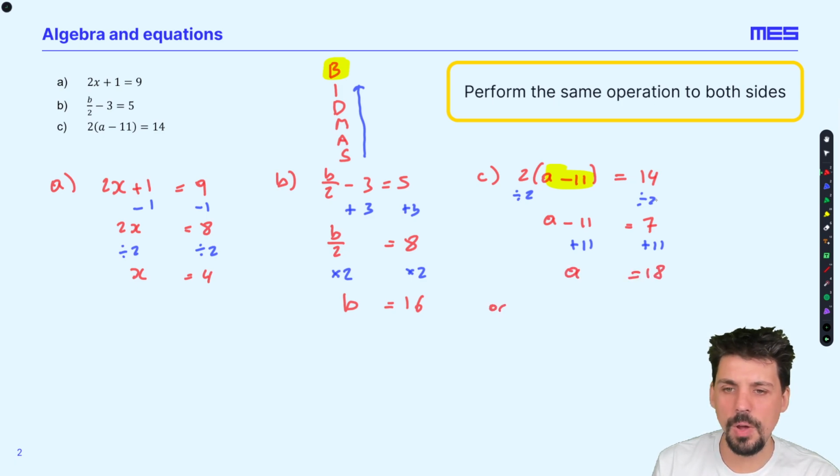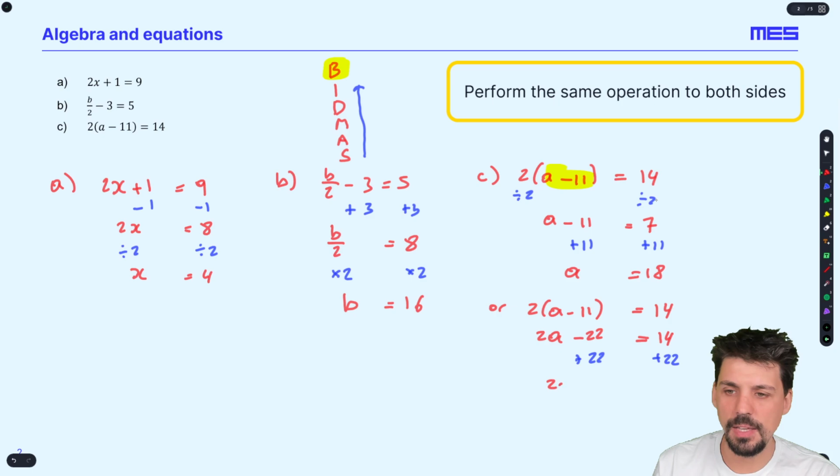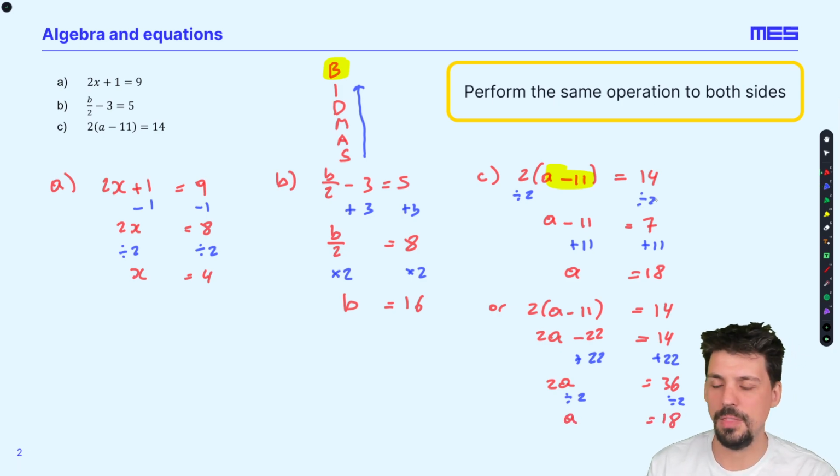Now there is another way to do this sort of question if you prefer. We could start by multiplying out the bracket. If the bracket confuses you, just multiply it out. That is 2a take away 22 is 14. The downside is we are now working with bigger numbers. We add 22 to both sides to get 2a is 36. We then divide both sides by 2 to get a is equal to 18. And these two methods agree.